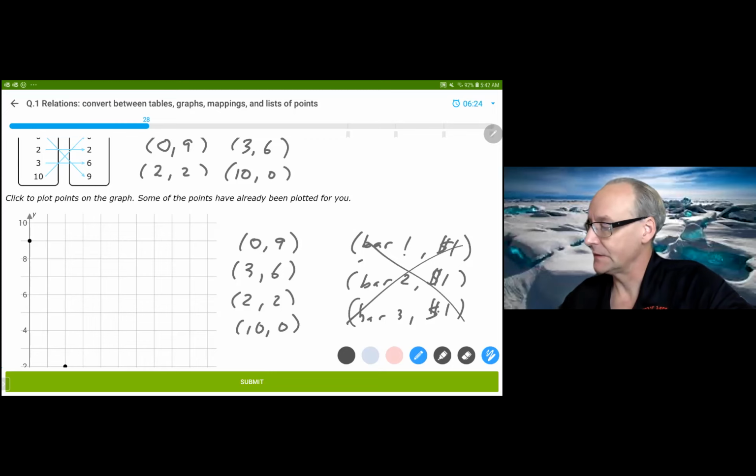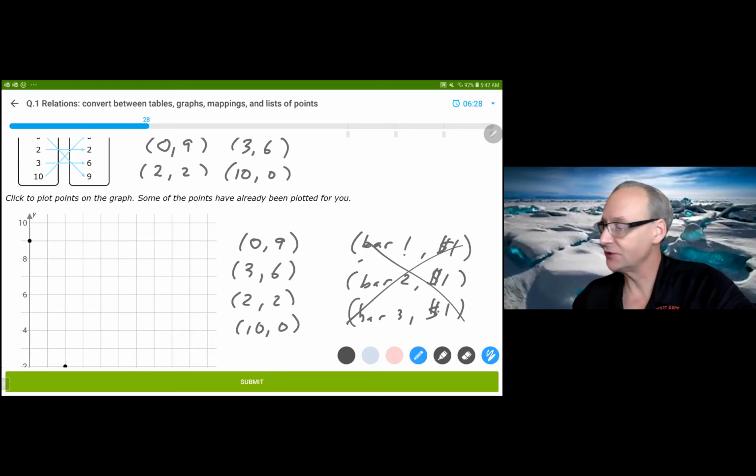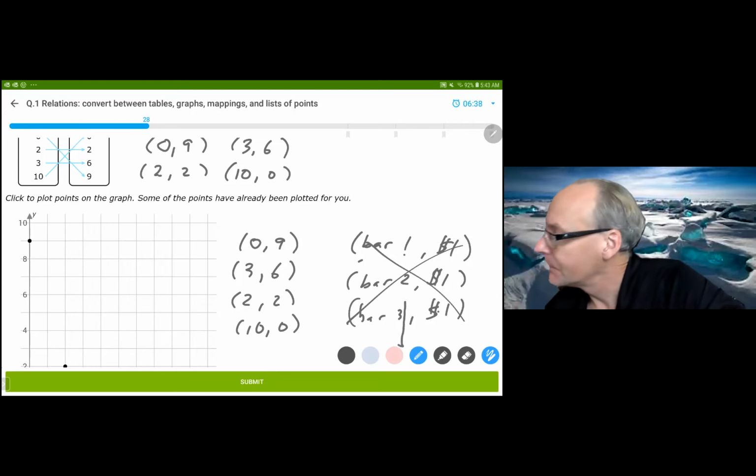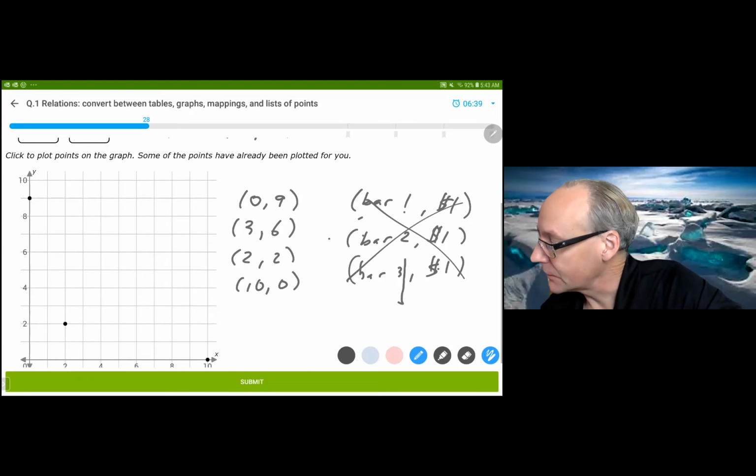This one is what we call a one-to-one function. In other words, it works both ways. Each one of these is unique. 0 goes with 9, and if we went backwards, it would also work. So this is called a one-to-one function. Anyway, let's take a look at our points.